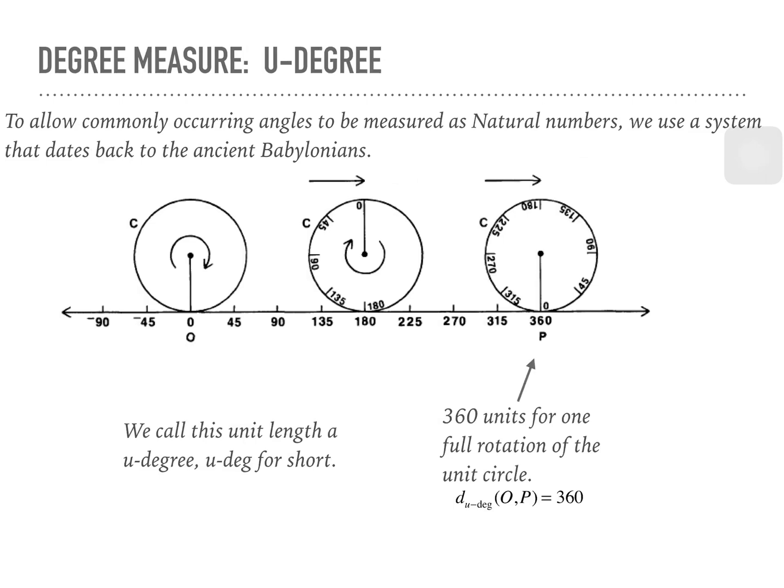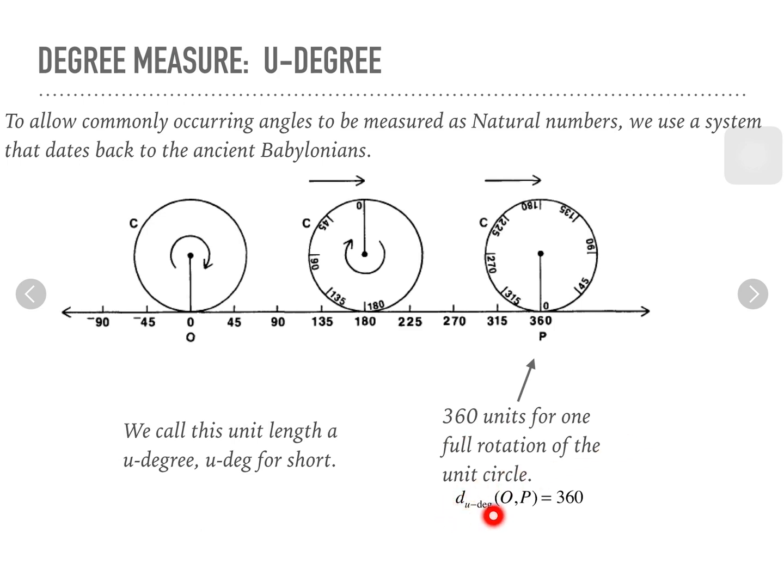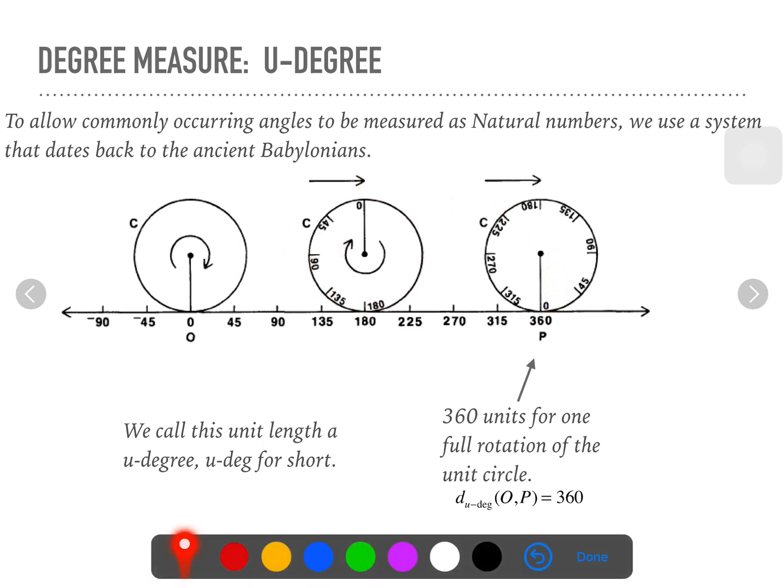So to allow commonly occurring angles to be measured as natural numbers, we're going to use a system that dates back to the ancient Babylonians. We call this measure degree measure, and our book calls it U degree. So we call this unit length a U degree, or UDEG for short. 360 units for 1 full rotation of the unit circle between O, the origin, and P is 360. So the circle starts here, we spin it around, and it lands here at 360 degrees.